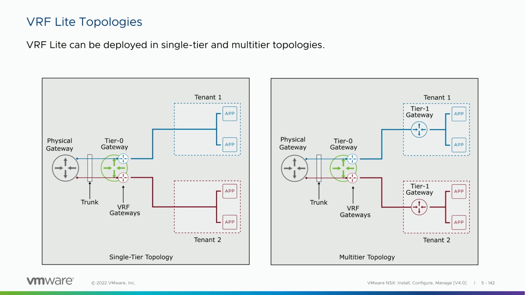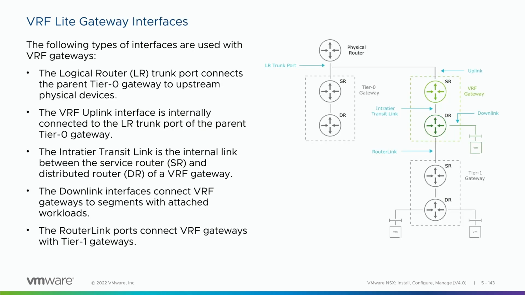With VRF Lite, we can support both single tier and multi-tier topologies. There's nothing unusual about that, I don't think, but I can support the same topologies hanging off of a VRF Lite as I can just off of a tier 0 gateway. I've got the same interfaces on a VRF Lite as well. I've got uplink interfaces, I've got downlink interfaces, so I can attach segments directly for my single tier topologies perhaps. I have my router link interfaces, I have my intra-tier DR to SR interfaces. Every VRF instance comes with its own DR and its own SR component, right? So they've got their independent components in the infrastructure.